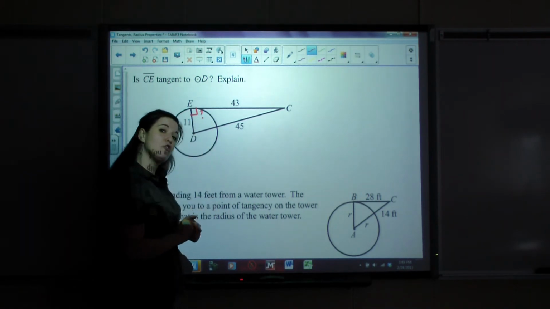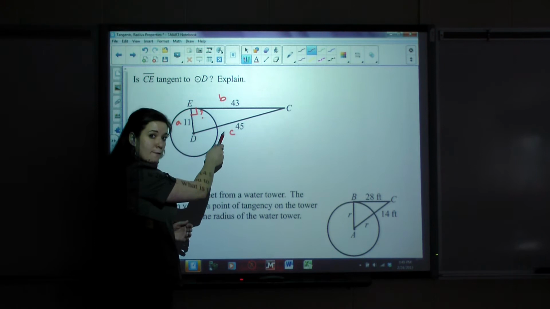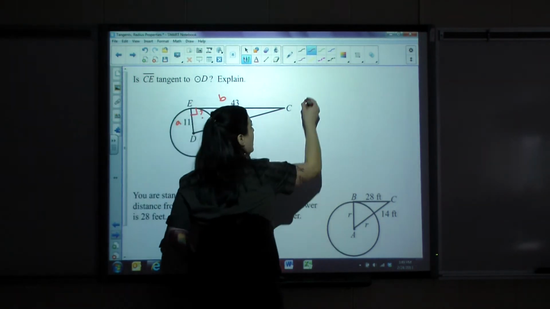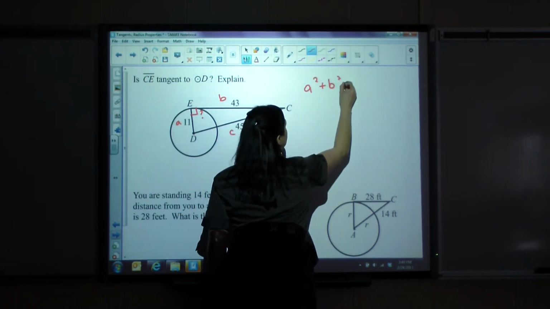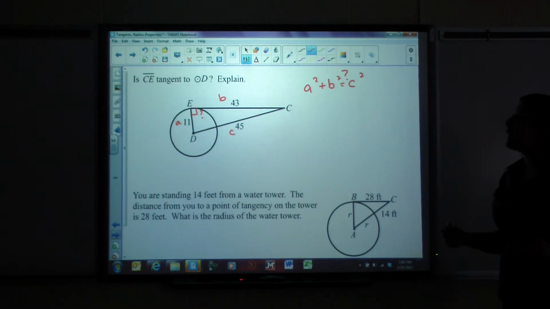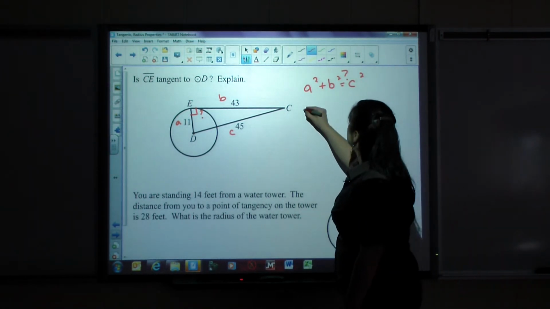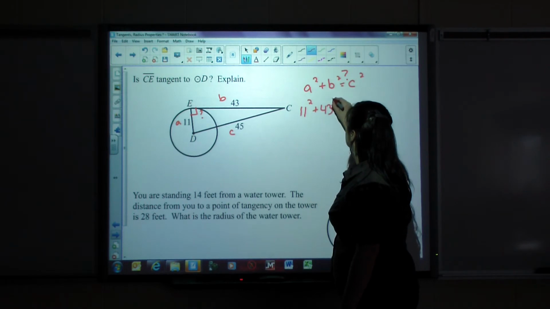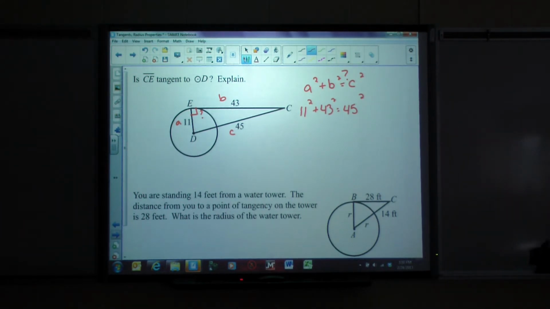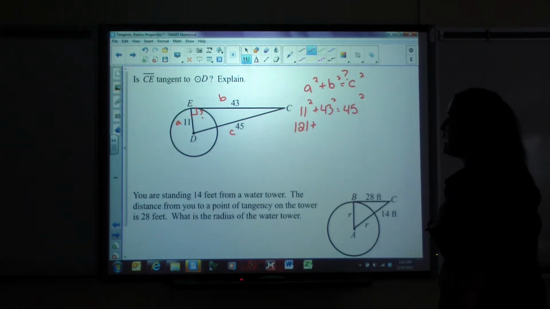If this is a right angle, and we don't know that yet, then we should know that a squared plus b squared should equal c squared. Let's remember from the Pythagorean theorem video that c is always across from the right angle. So what we want to do is to check, is a squared plus b squared equal to c squared? We want to know, is that true? If I can prove that it's true, then I can prove that that line is an actual tangent because it was perpendicular. So let's plug in our numbers. Is 11 squared plus 43 squared equal to 45 squared? That's what we want to know. That's what we're trying to find out. So 11 squared is 121 plus 43 squared, which is 1849.